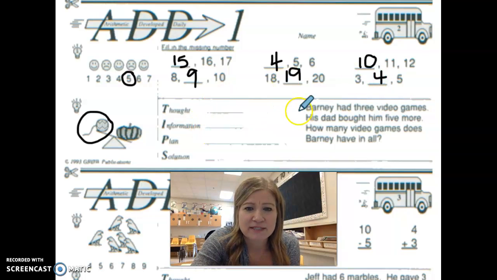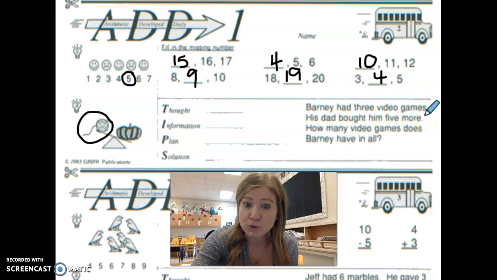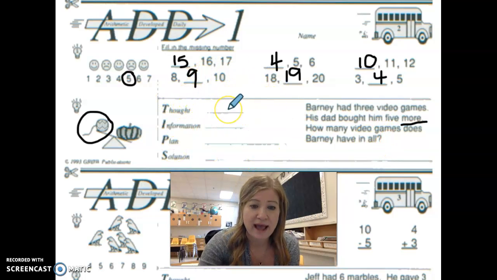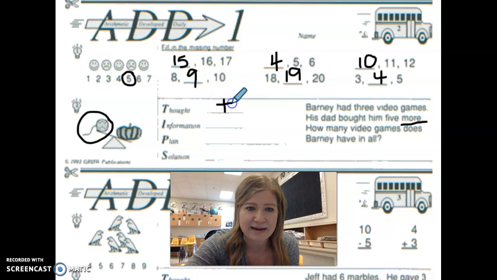All right, the next part says, Barney had 3 video games. His dad bought him 5 more. Ooh, there's our clue. The word more. How many video games does Barney have in all? So first think, what's our thought? Are we going to add or subtract? So Barney had 3 video games. His dad bought him 5 more. More was our clue, so we are going to, you got it, add.